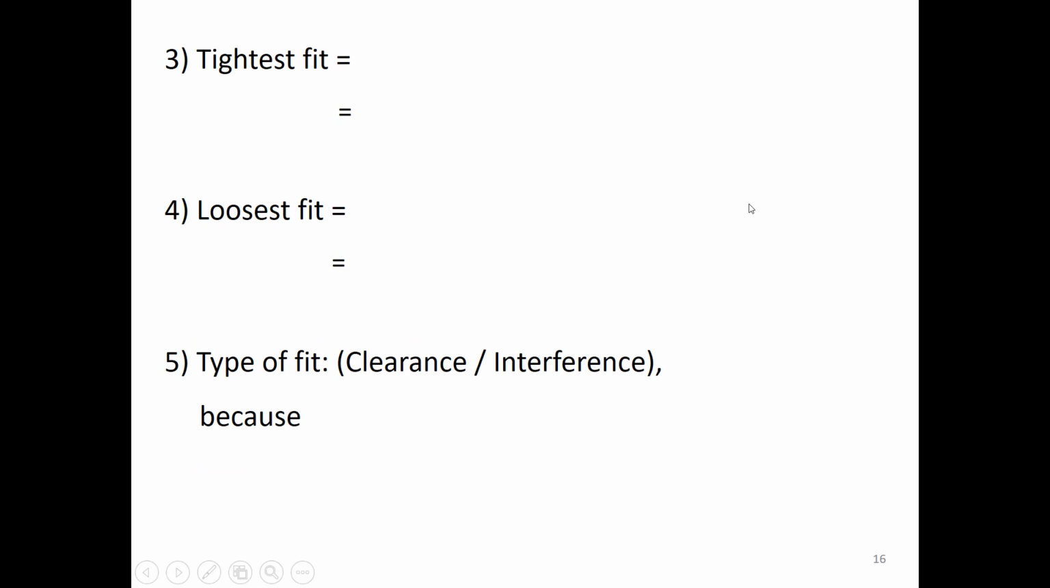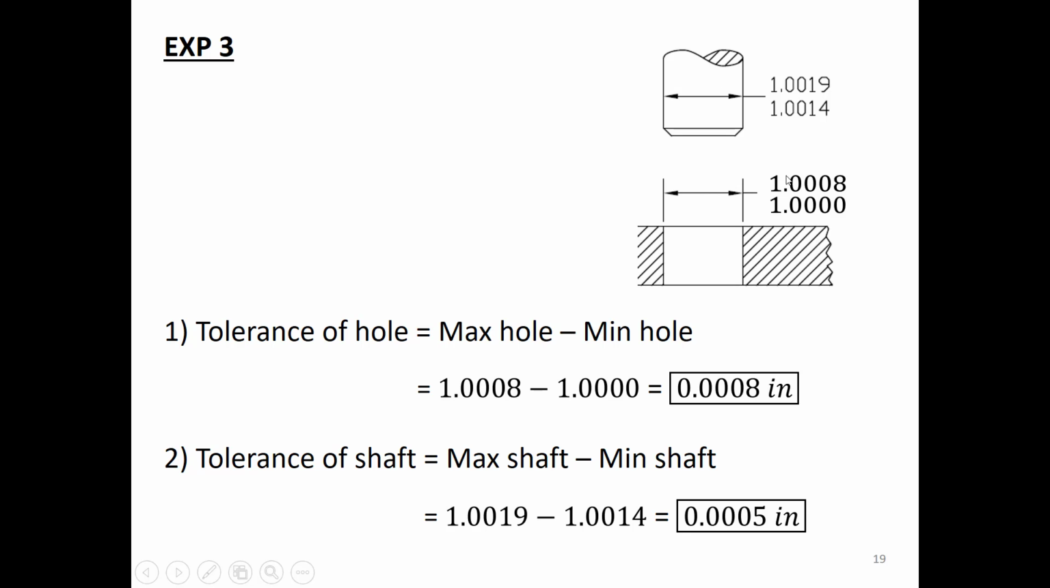And if you go to example 3, this is an interference fit, which has a bigger shaft and a little hole. So if you look at the dimensions, the smallest size of the shaft is still bigger than the biggest size of the hole. So the shaft is always bigger than the hole. So this is an interference fit.